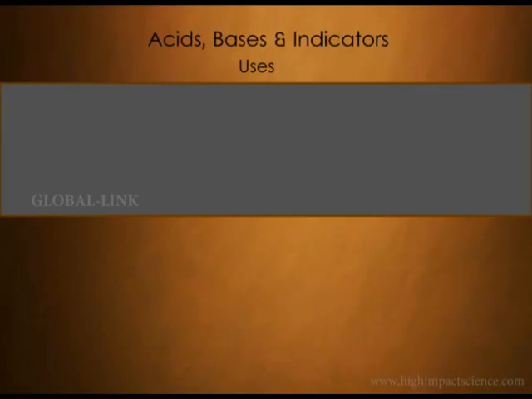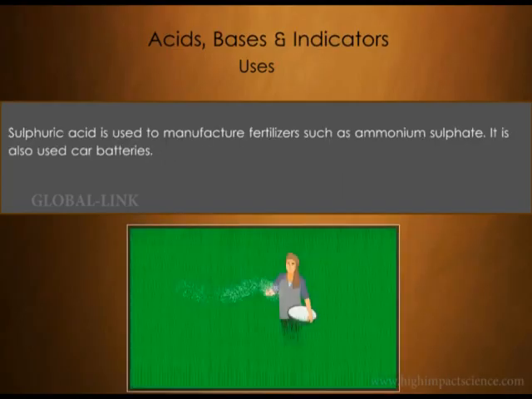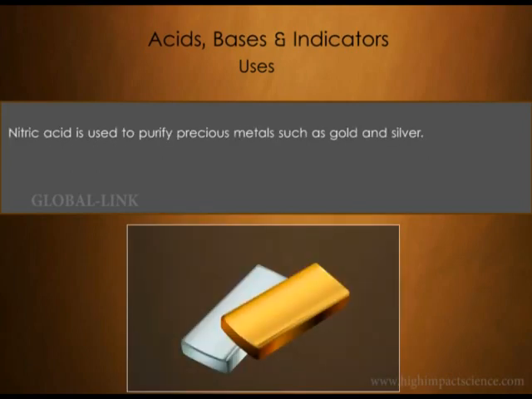Acids have many uses in life. A dilute solution of hydrochloric acid is used for removing deposits on the inside of boilers. This is called descaling. Sulfuric acid is used in the manufacture of fertilizers such as ammonium sulfate and also in acid batteries. Nitric acid is used in purification of metals such as gold and silver.